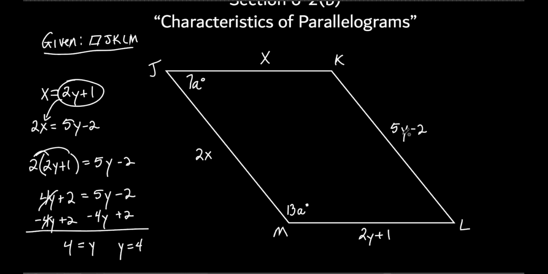So let's do it. Let's do it in our head. Okay, we can do that. 5 times 4 is what? 20 minus 2 is 18. So this length is 18. What's this length without doing any math, without even solving for x? What's this? It's 18 as well, okay? Now, this is not going to be 18, but let's find out what it is. It's 2 times y. I figured out what y is, so 2 times 4 is 8, plus 1 is 9. So that's 9. What's this up here? That's 9 as well, okay?